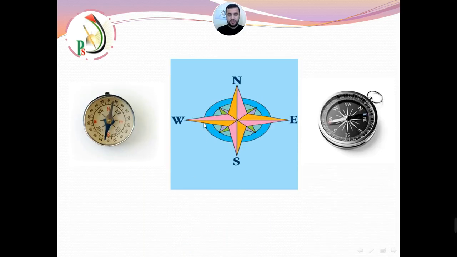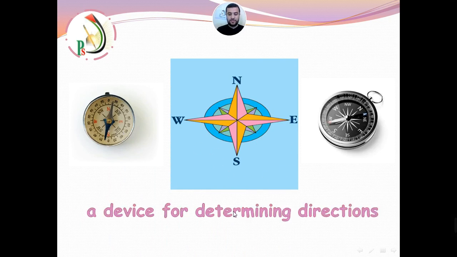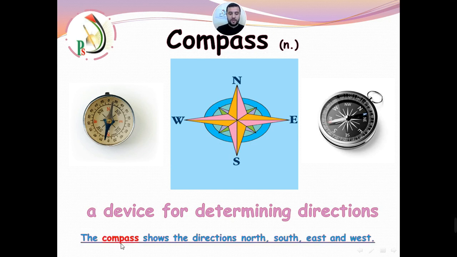Let's move to the next word. What is this? What do you think? Let's see the definition. A device for determining directions. It is the compass. It's a noun and we use it to determine the directions. Let's see this example. The compass shows the directions north, south, east, and west.